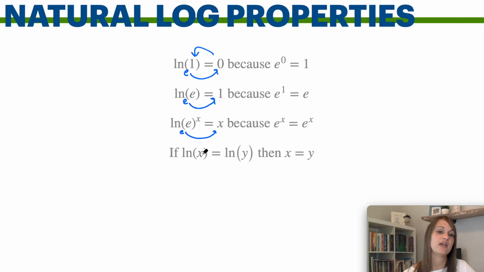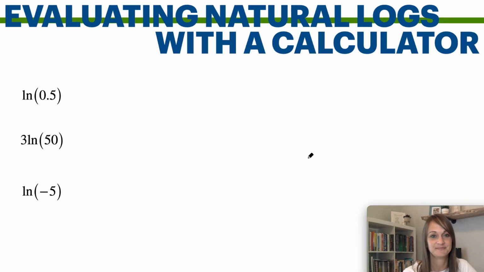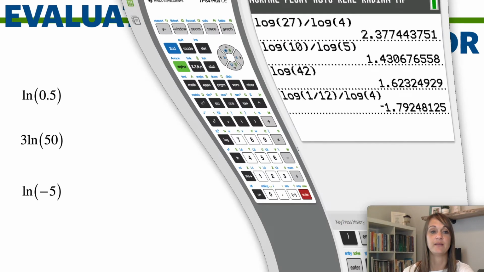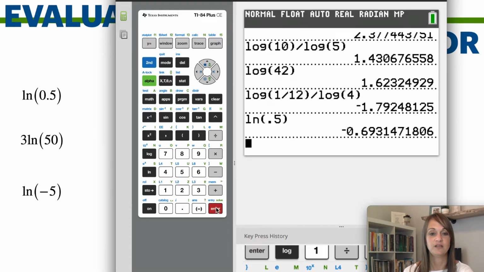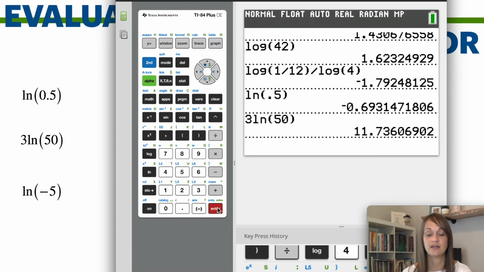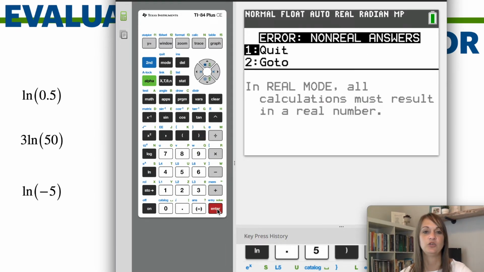And then if the natural log of x equals the natural log of y, that means the inside numbers must also equal, x must equal y. You can evaluate this with a calculator as well, very simply by plugging in the natural log of 0.5, and you will get a negative 0.693. In this case, you can do 3 natural log of 50, and you will get 11.7. And then natural log of a negative 5, if you plug that in, you will actually get an error.